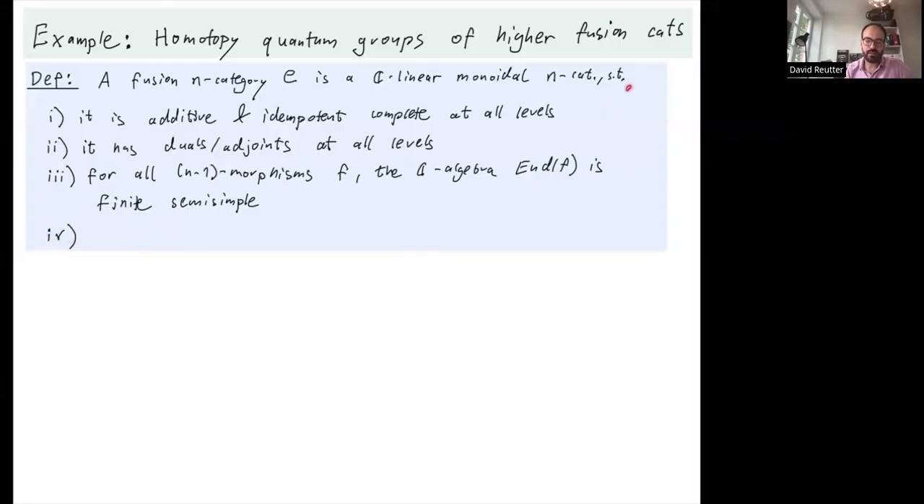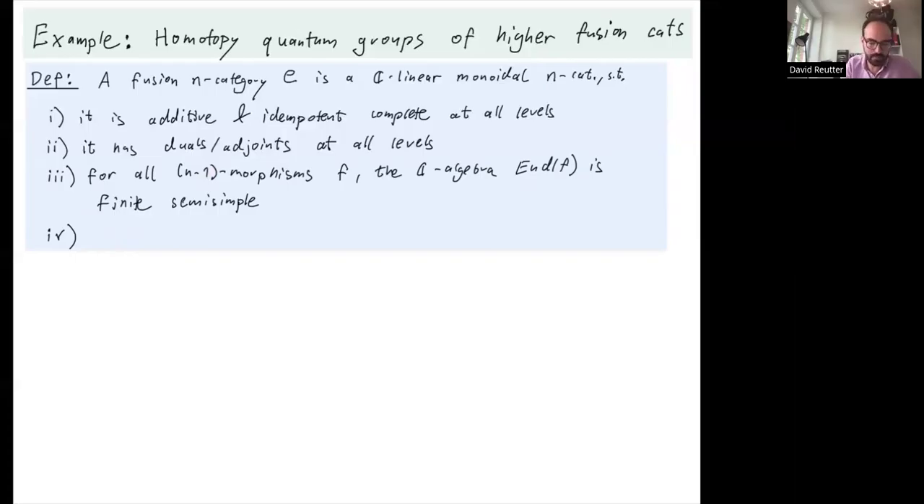You can unravel this for n equals 1. A C-linear monoidal 1-category is additive and idempotent complete. It has duals. And for all zero morphisms, i.e. for all objects X, the endomorphism algebra of that object is finite semi-simple. So this already starts to look like a multi-fusion category. That's not quite there yet.